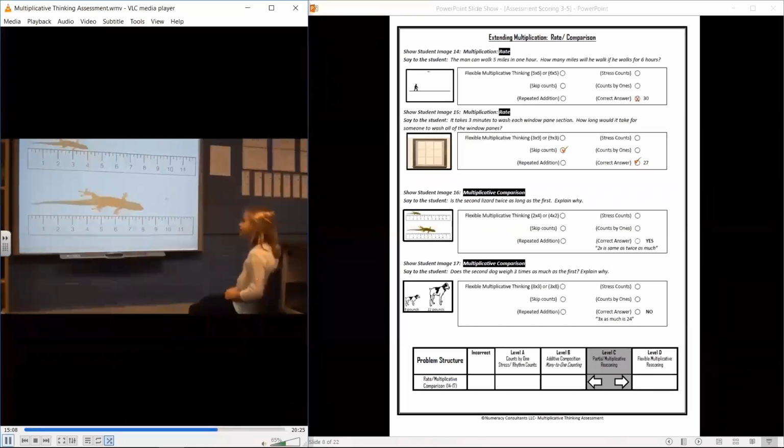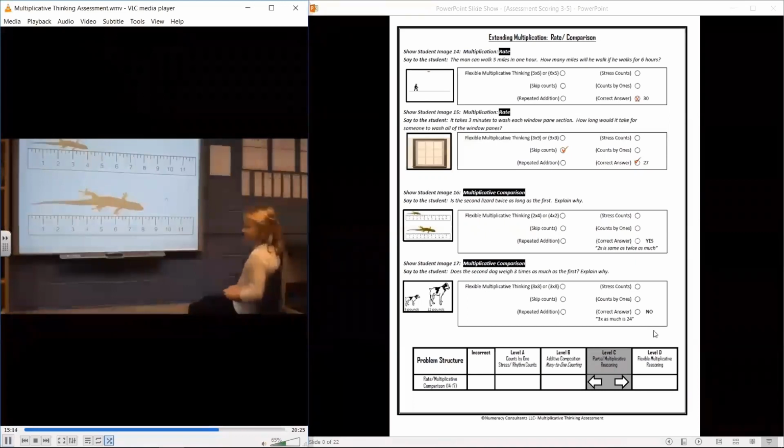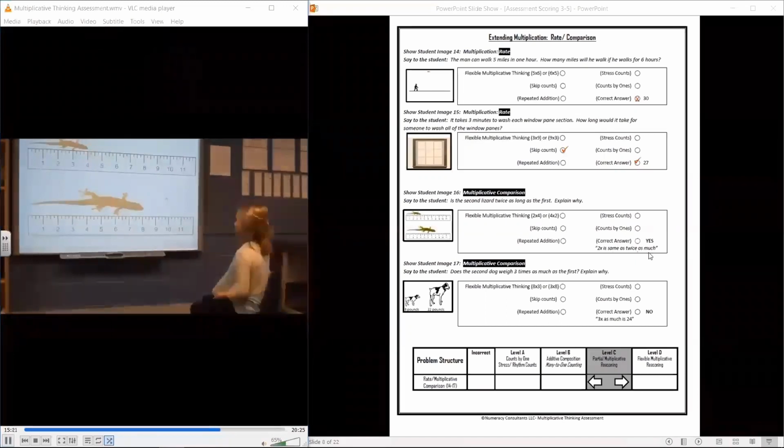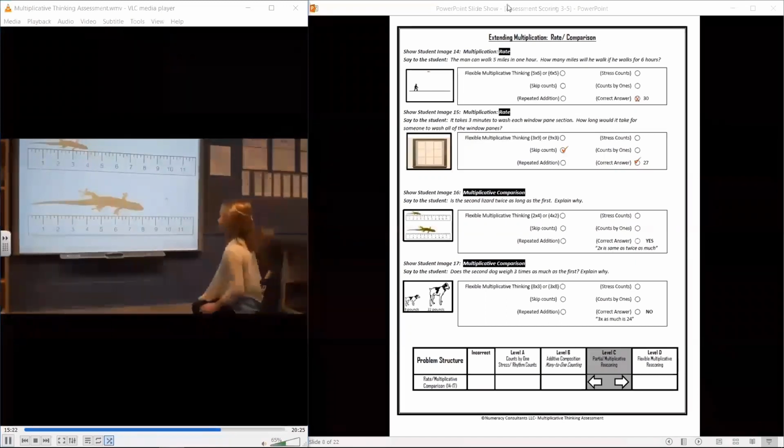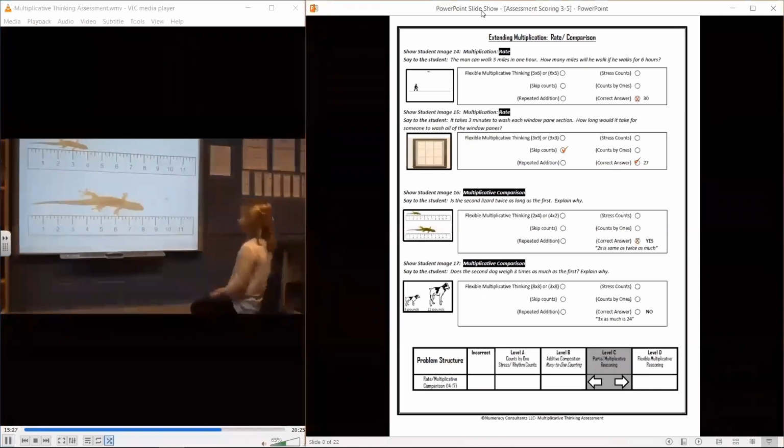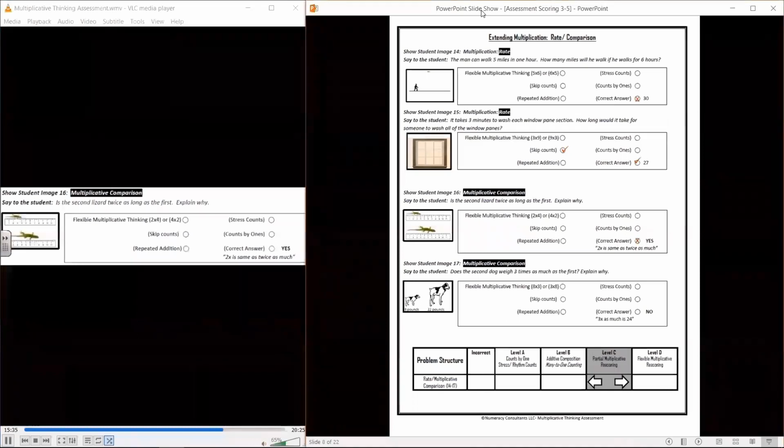So it's saying, is the second lizard twice as long as the first lizard? I'm gonna say no. No? Okay. Alright, and can you tell me why you say no? Because the second lizard is at the 8. And the first one is at the 4, and I never ever saw an animal shrink. Okay. Alright. Okay, and now we're on to the second multiplicative comparison.